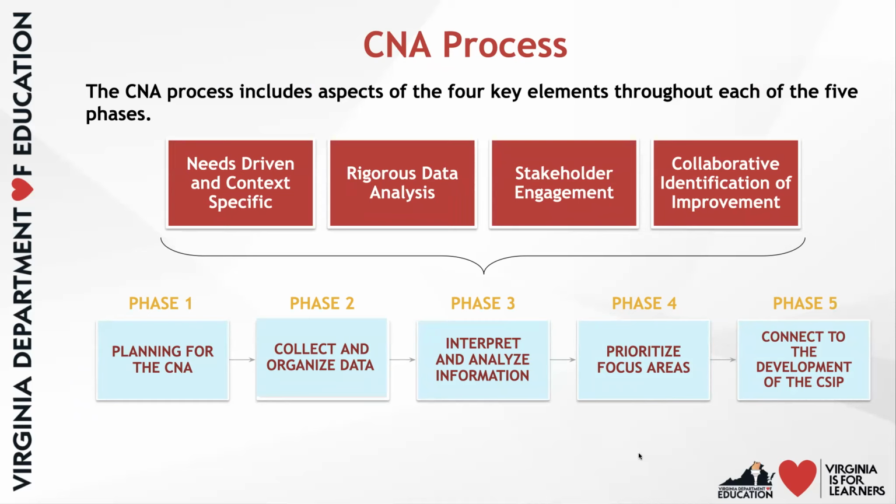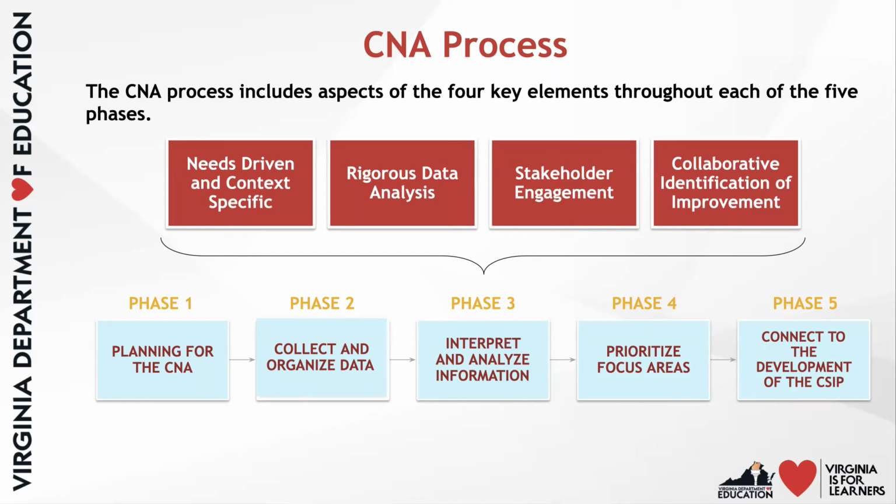So we now know there are 4 elements that are essential for a successful CNA. These elements are embedded in the 5 phases of the comprehensive needs assessment. We have the needs-driven and context-specific, rigorous data analysis, stakeholder engagement, and also that collaborative identification of improvement. So in phase 1, that's where you're planning for the CNA. Think about what your focus area of need is. What is going on in your school now? Plan to conduct your needs assessment. Choose your team, that teaming structure.